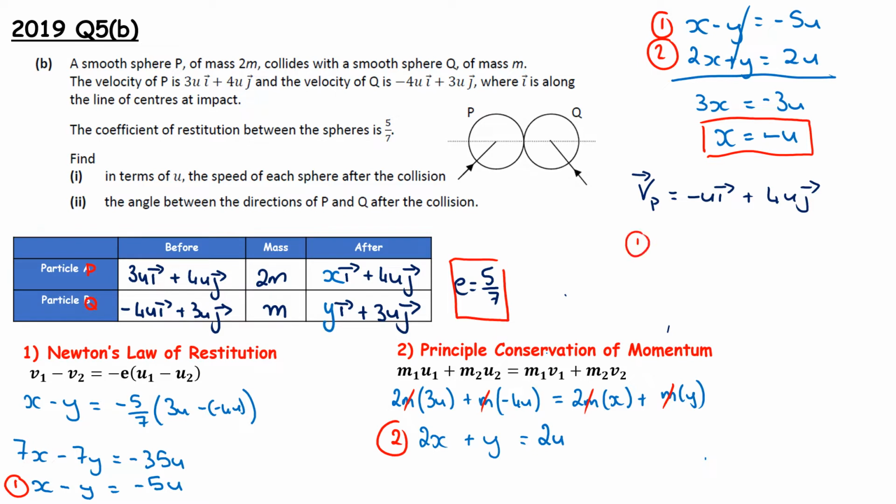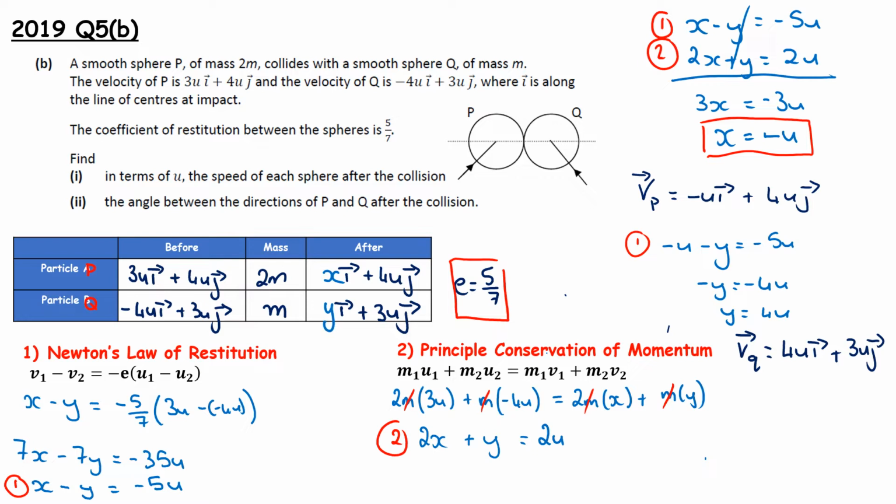So I have to go back to my equation. It doesn't matter which one I go to. I'm going to go to 1. And I have minus u minus y is equal to minus 5u. Minus y then is equal to minus 4u. So y is equal to 4u. So the velocity of q after impact will be 4ui plus 3uj.